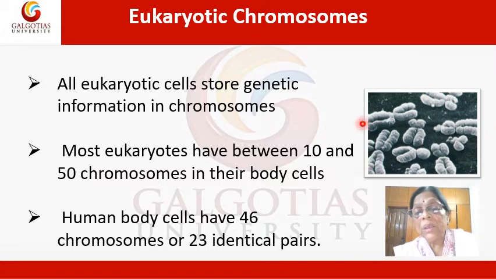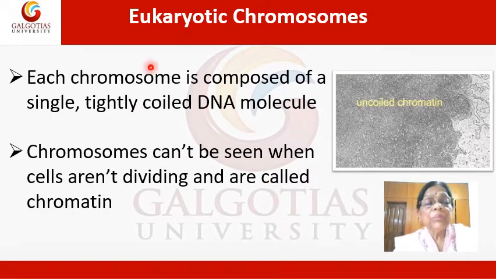We can see the structure of the chromosomes, how these chromosomes look under the microscope. Most eukaryotes have between 10 and 50 chromosomes in their body cells. Human body cells have 46 chromosomes, or 23 identical pairs. Each chromosome is composed of a single tightly coiled DNA molecule. Chromosomes can't be seen when cells aren't dividing, and are called chromatin. The chromatin is in this condensed form. The chromosomes are not clear. They are clear during the division only.